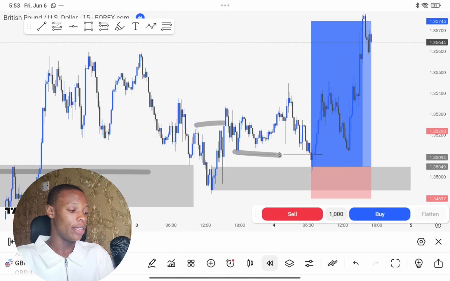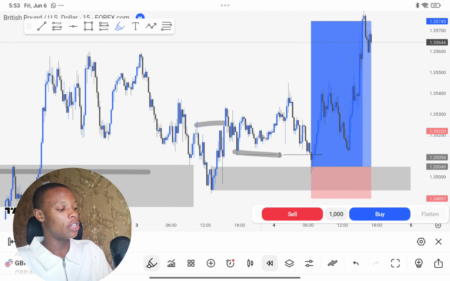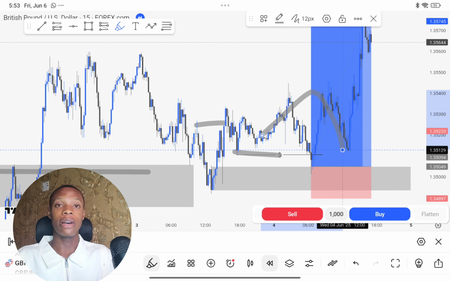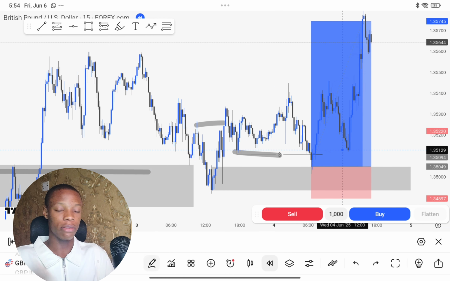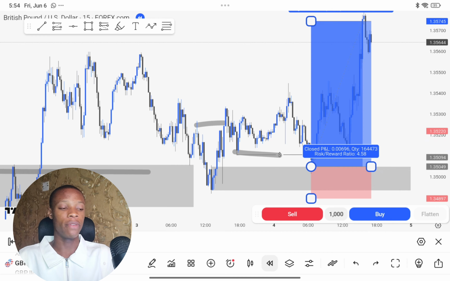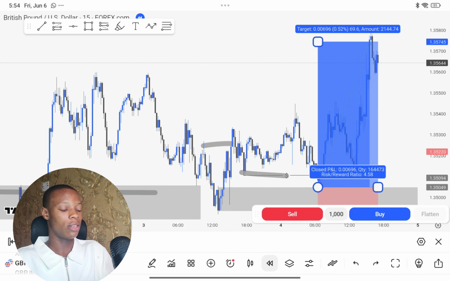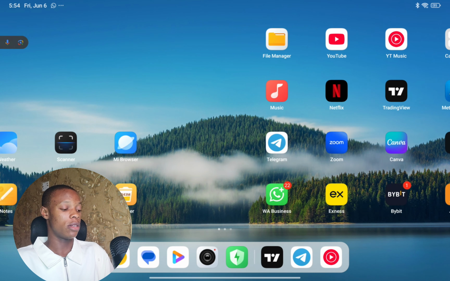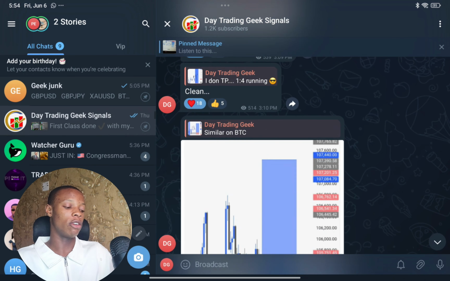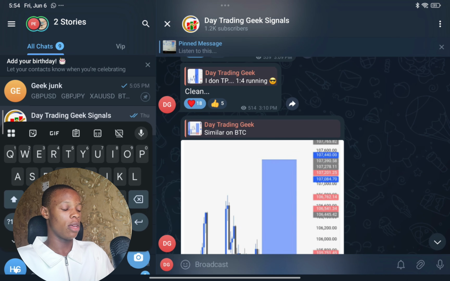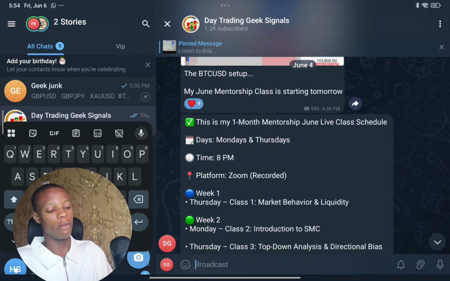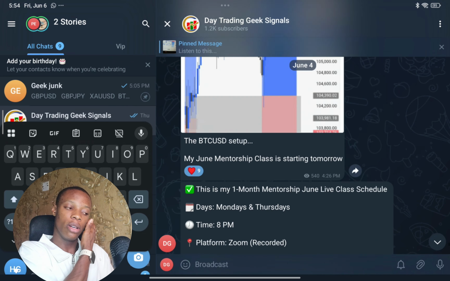That was why, when the trade reversed, take a look at it, it retraced back, but I didn't close because I was already comfortable losing this amount, and I was not considering the profit. I was up about $300 profit. Let me show you on my Telegram. I was up $300 profit, but I didn't close out. Take a look at what I told my students, my Telegram people.